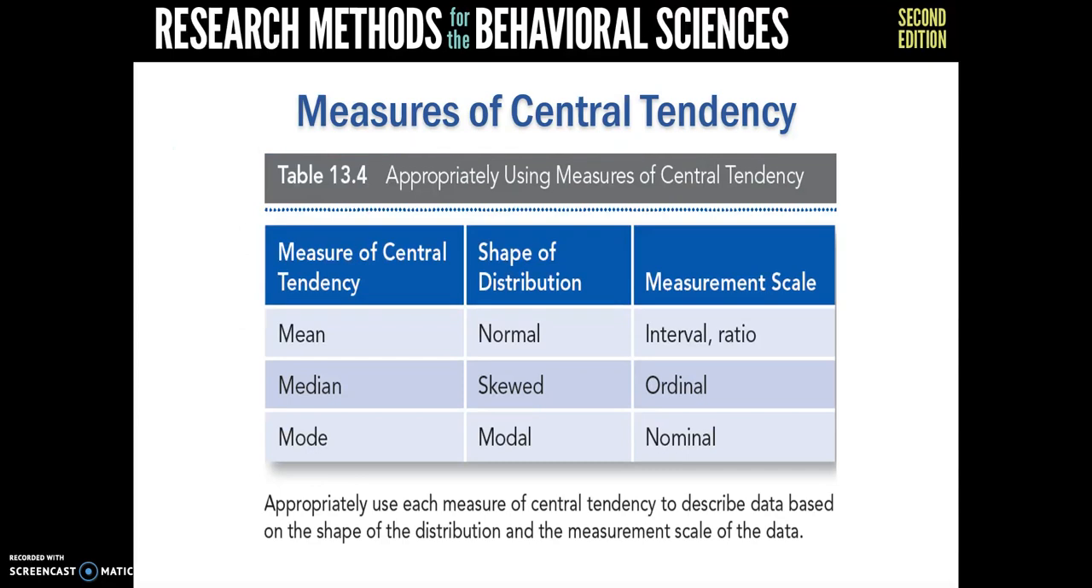And if you remember way back in the first few weeks, we talked about these types of measurement scale: the interval, the ratio, the ordinal, which is the order, and nominal. You could see how it's represented for each one.